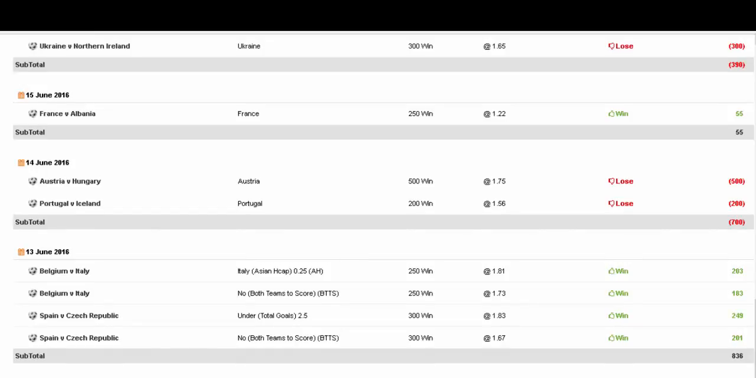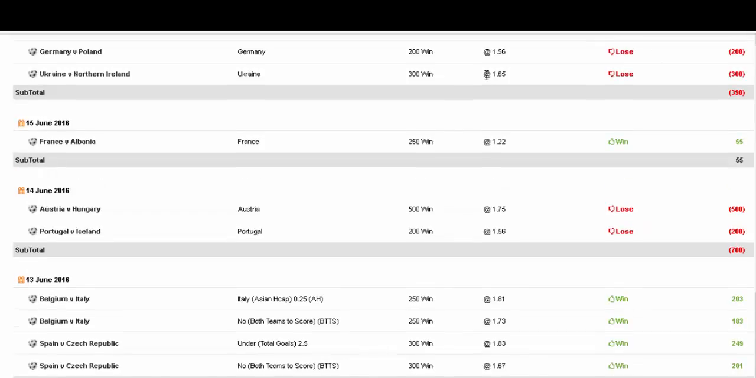Now what happened? Ukraine, Northern Ireland. Ukraine were rated far higher, so I was pretty confident going into that, though Northern Ireland had been doing well. Germany, Poland, a loss. Here, my bet size was small, because to me, Germany, Poland is like a derby, so I wouldn't want to have too much conviction behind either side here, and so I didn't bet much.